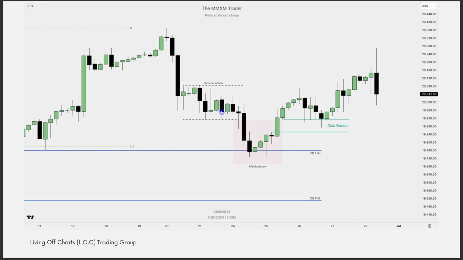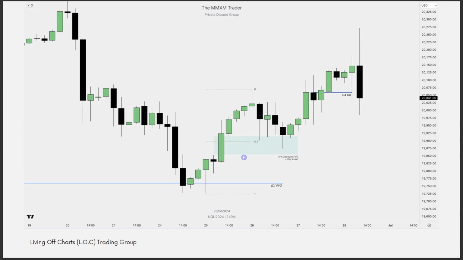Now, after that accumulation phase, we have an expansion lower, which will be the manipulation into that key level, and then a reversal occurs afterwards. Now we can trade the distribution phase afterwards because we already hit that key level. We had the market cycles: consolidation, expansion, reversal, so it's likely to be another expansion up higher.